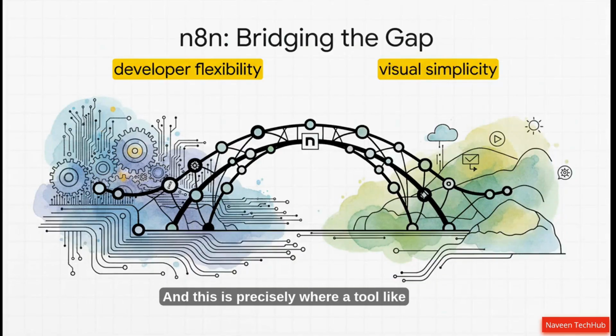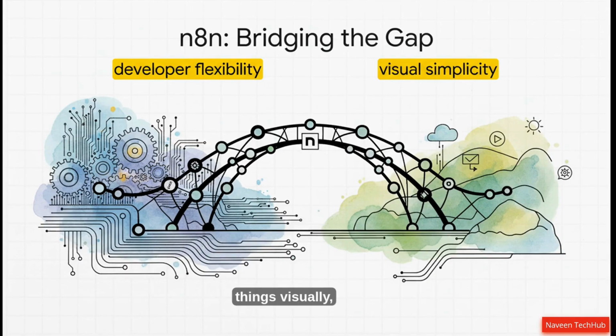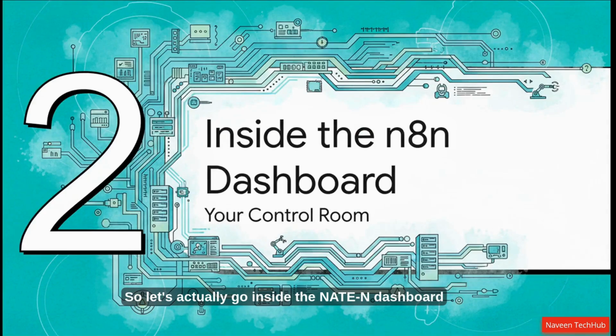And this is precisely where a tool like n8n finds its sweet spot. It's built to bridge this exact gap. It's simple enough that a beginner can jump in and start building powerful things visually, but it also has all the depth and flexibility that developers just love. Things like writing your own code snippets or even hosting the whole thing yourself for complete control. Okay, so now let's actually go inside the n8n dashboard itself. I want you to think of this place as your new command center, your mission control, where you're going to design, manage, and watch over all of your automated processes.